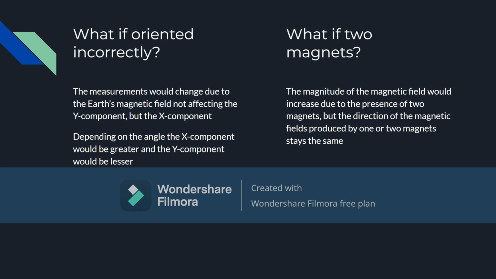What if there were 2 magnets instead of 1? The magnitude of the magnetic field would increase due to the presence of 2 magnets, but the direction of the magnetic fields produced by 1 or 2 magnets stays the same, so the direction of all the arrows would be the same.